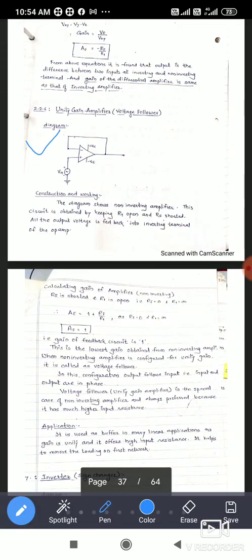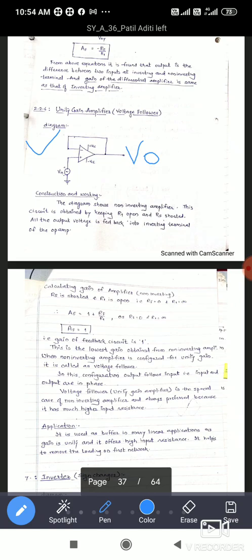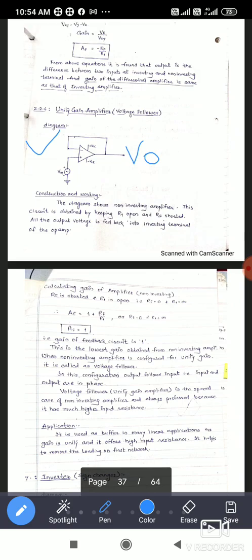See the circuit diagram. The output voltage is given here as V0. There is no feedback resistor. Directly the output is connected to the inverting terminal. In the voltage follower circuit or unity gain amplifier, the gain of this circuit is 1. The gain of the amplifier is 1, which means whatever input you are giving, you are taking at the output.